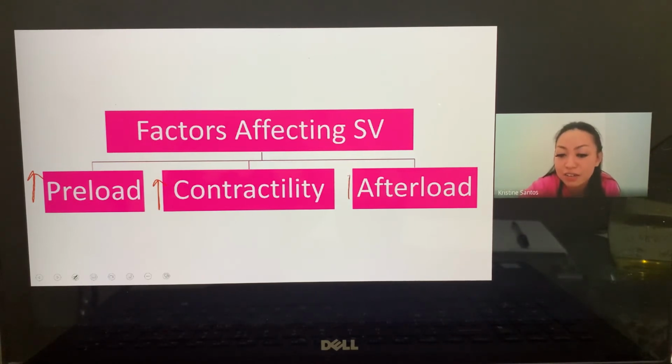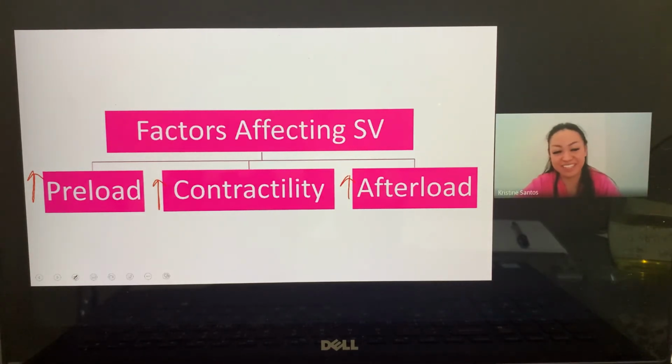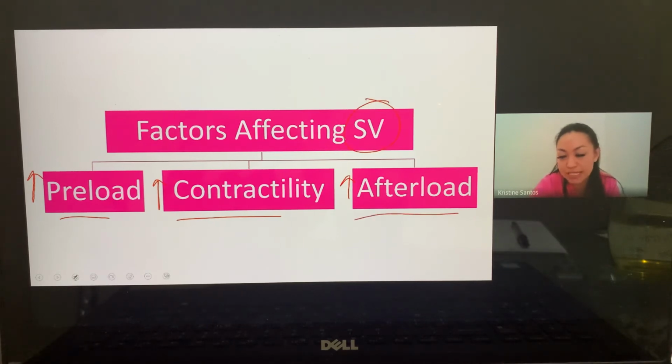If I increase my afterload, what's going to happen to my stroke volume? The stroke volume will decrease. Perfect. You guys get it. So preload and contractility are directly proportional to stroke volume, but afterload is inversely proportional to stroke volume. If I increase my preload, I'm going to increase stroke volume. If I increase contractility, I'm going to increase stroke volume. But if I increase my afterload, it's going to decrease my stroke volume.